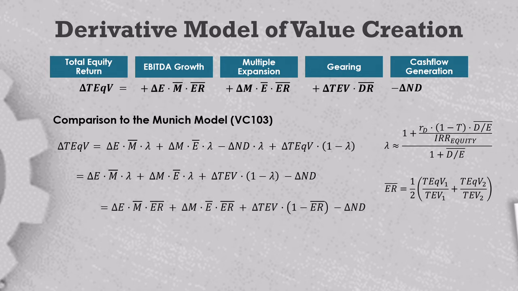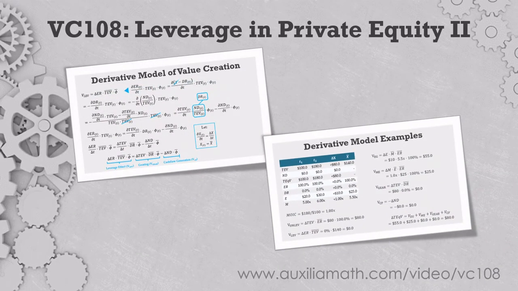We remember that 1 minus the average equity ratio is the same as the average holding period debt ratio, and then making that substitution we arrive at the derivative model of value creation. This is great news. We have now come to the same equation from 3 different starting points: from the conventional model of value creation using algebra, from the Munich model of value creation using an intuitive substitution, and from the derivative model of value creation using basic calculus concepts like the product rule and the quotient rule. Okay, that's how it works. Let's look at some examples of how these should be calculated out in the real world.